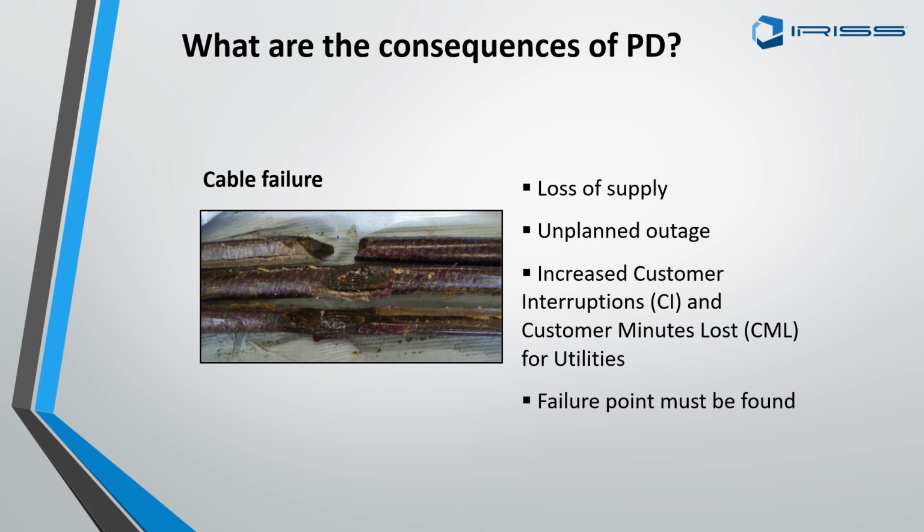And what happens if this is left unchecked? Well, eventually it can cause in cables outright failure. So we have a loss of supply, an unplanned outage, customer interruption, lost customer minutes for utilities, and then we've got to go figure out, well, where did the actual failure occur? Because we've got hundreds of meters or sometimes hundreds of kilometers of cabling, and we have to go find where the failure has actually taken place and then figure out, okay, how are we going to splice a new piece, or do we need to string all new cable?